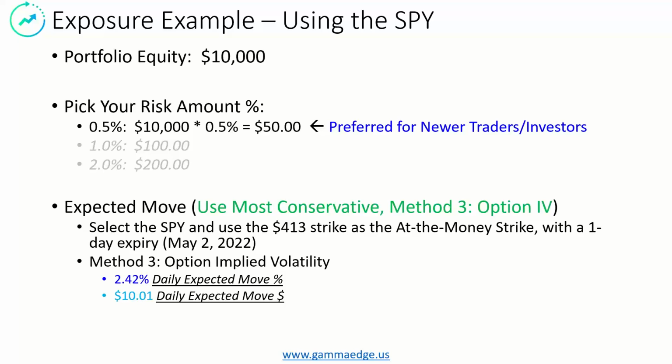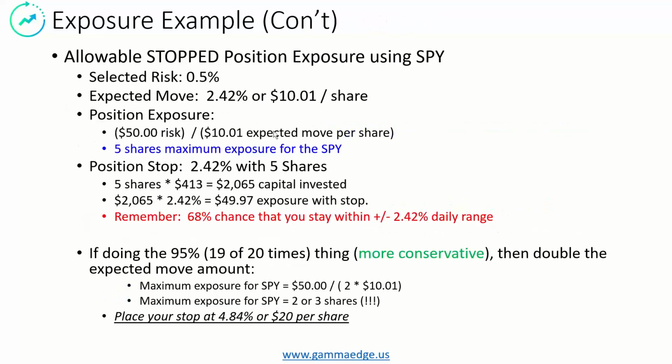So for our expected move, we're using the most conservative method, which is method 3 on the option IV. We selected the SPY strike at 413, the 1-day expiry DTE, and that shows us that our implied volatility is 2.42 and a $10 daily expected move in dollars. So our allowable stop position exposure for the SPY on our 0.5% risk, we calculate the 2.42, which is $10 a share, and our exposure is $50 risk. So we can have a maximum of 5 shares of the SPY. It doesn't seem like a large position, but if we've calculated our risk correctly, then that truly is the position. And you can see the exposure with the stop there is 49.97.